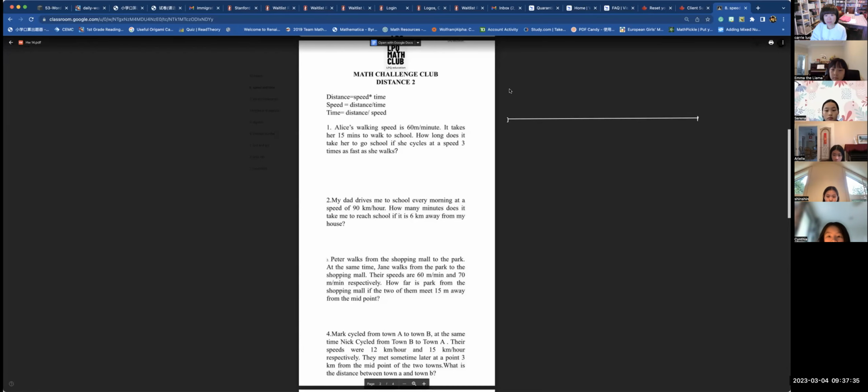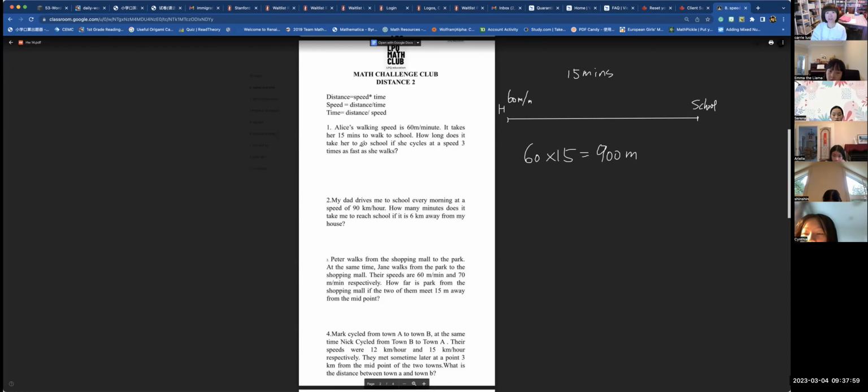Alice's walking speed is 60 meters per minute. It takes her 15 minutes to walk to school. Okay, so home and school, right? So 15 minutes. A lot of students just do 60 times 15 equals 900 meters, which is right, because that's the distance from Alice's home to school.